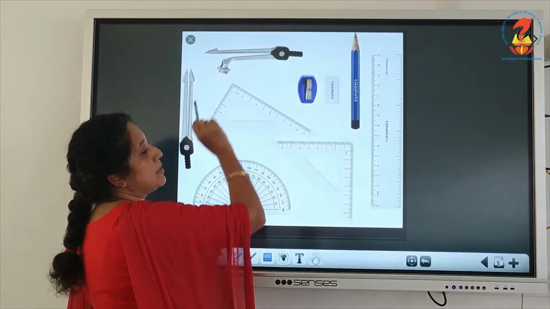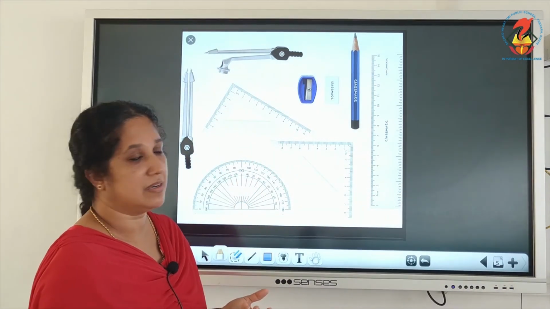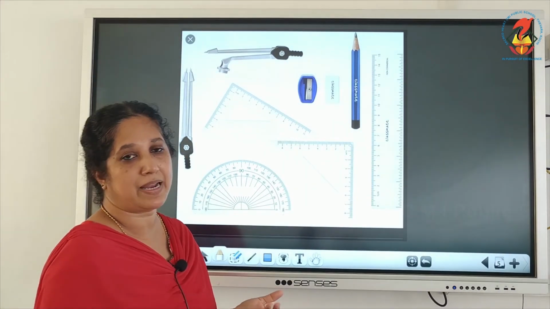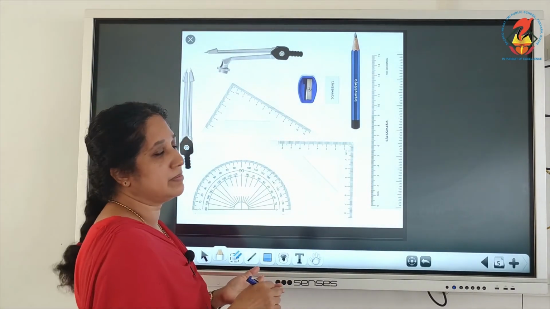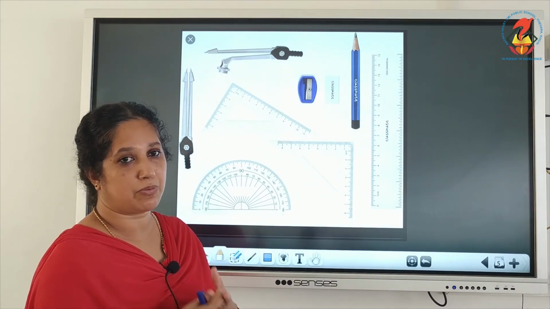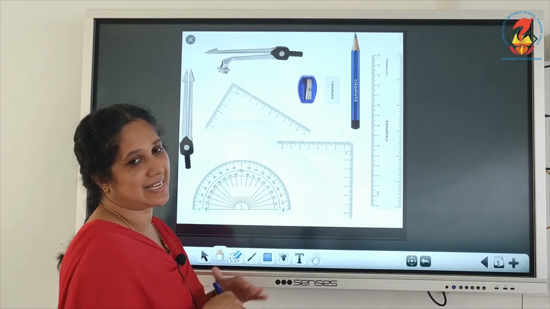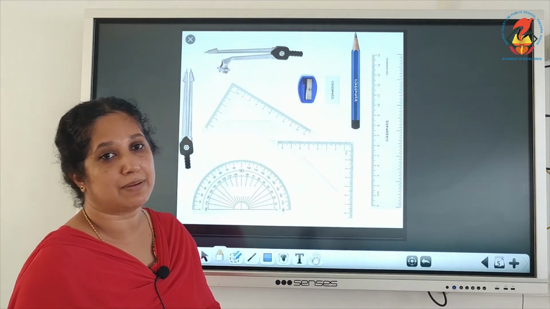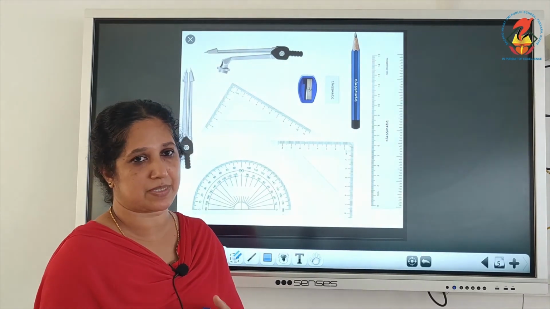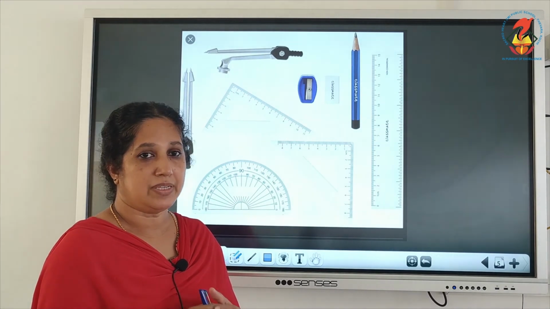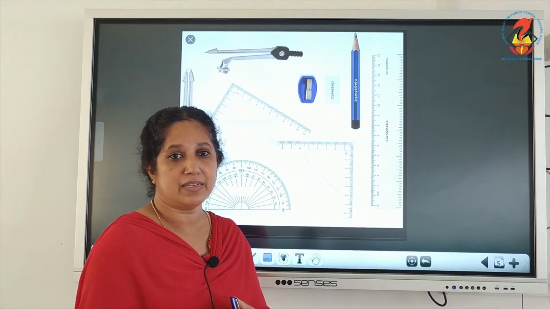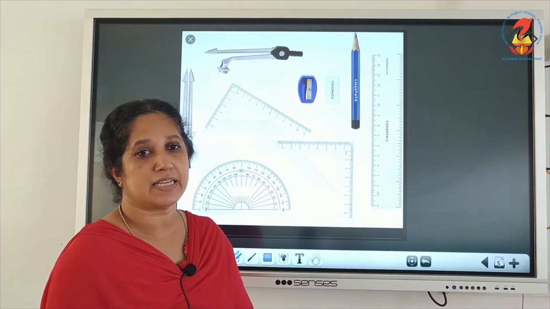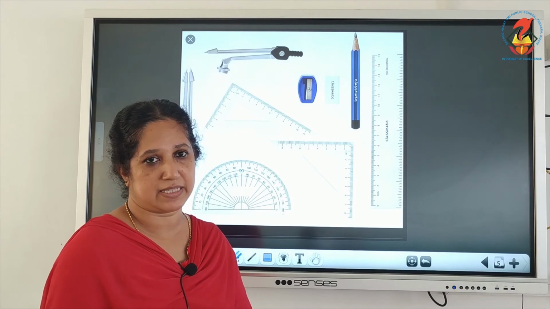Then we have a compass in order to draw a circle, and we have two set squares also, in order to construct parallel lines, or to explain the concept of angles. We can use the set squares. And these tools help us to draw the basic elementary shapes. So it is very important to learn about the elementary shapes, and with the help of these elementary shapes we can form many other shapes.